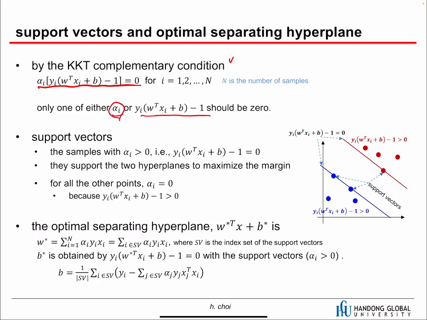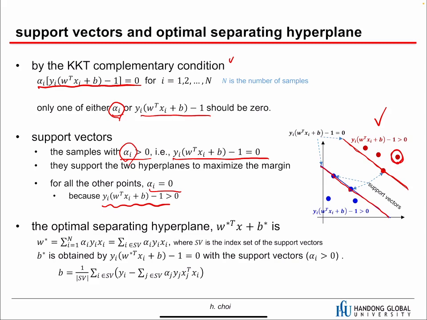So when alpha i is non-zero, so if it is positive, then this should be 0. Which means only when alpha i is positive do we have the points on this line or this line. When alpha i is positive, the samples are on these two boundary lines. Okay, so we call them support vectors. They actually support the classification boundaries. So in this example, we have three support vectors. Only they have a positive alpha i, and for all the other points, alpha i is 0, which means W transpose x i plus b is greater than 1.